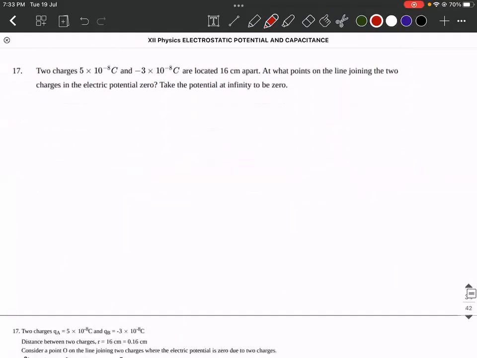So two charges, 5 and -3, are 16 centimeters apart. At what points on the line joining the two charges is the electric potential 0? It will be closer to the charge with lesser magnitude. In this case, it is the minus charge. For example, if the question had been -5 and +3.